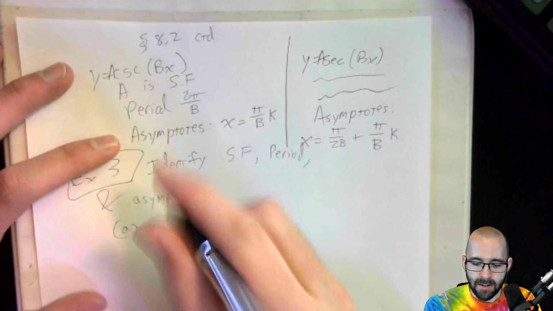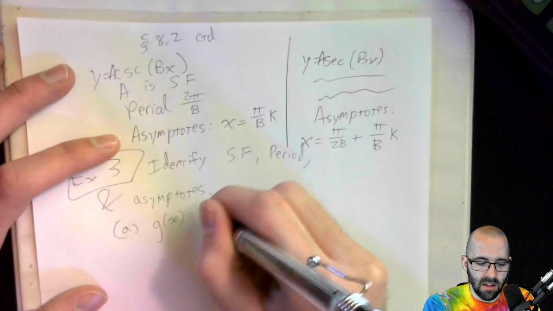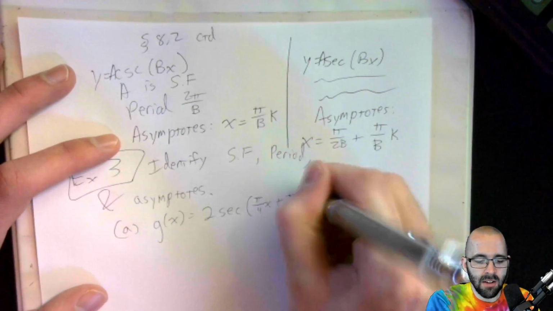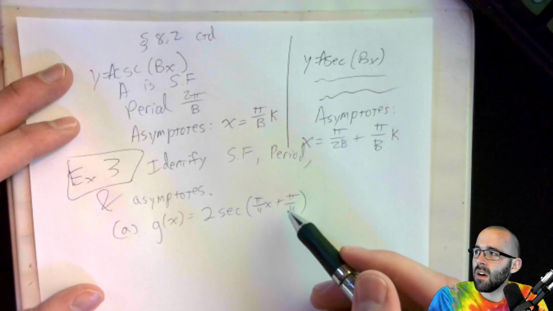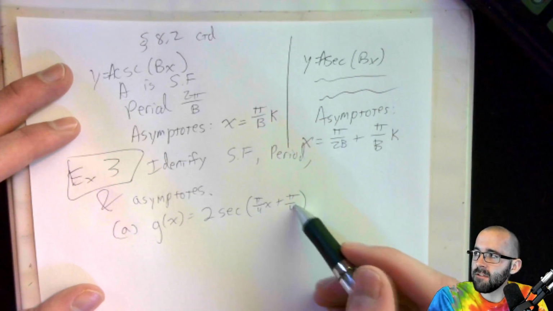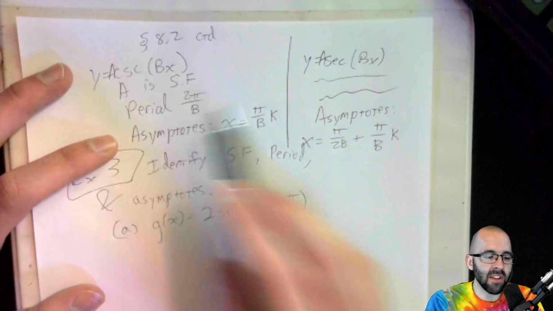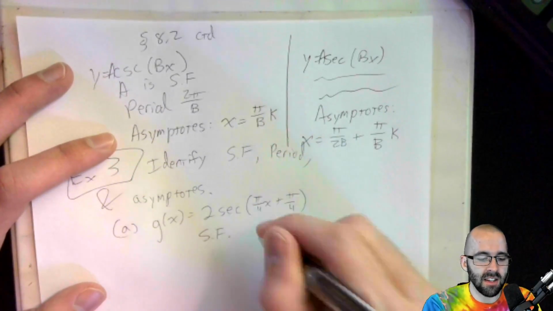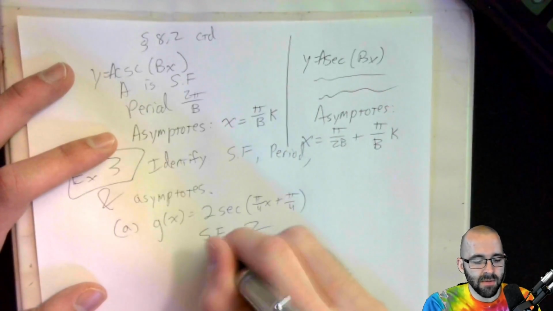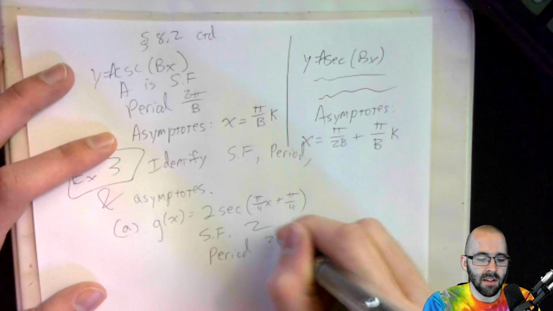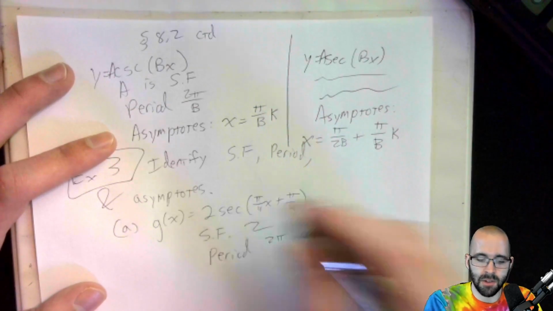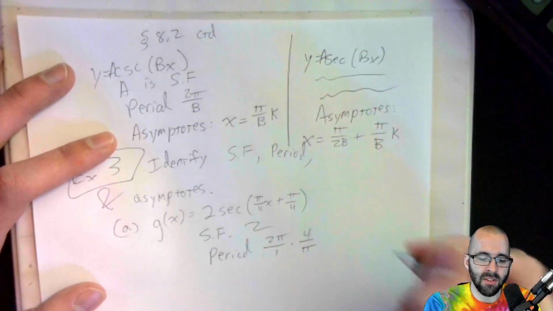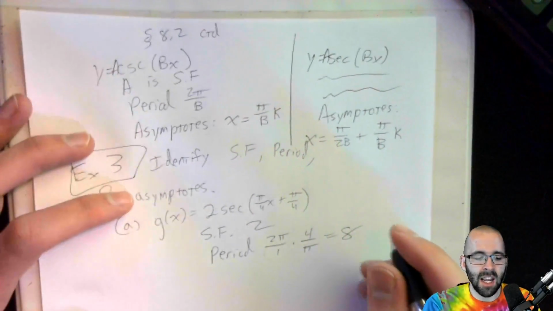Part A is g of x equals 2 secant of pi over 4 x plus pi over 4. And again, we didn't really talk much about phase shifts. But the phase shift just affects everything else the way you'd expect. The stretching factor is just that number in front of secant. It's going to be 2. The period is going to be 2 pi, because secant has the same period as cosine. Cosine's 2 pi. 2 pi divided by b, well, dividing by pi over 4 is the same as multiplying by the reciprocal. The period's going to be 8 here.